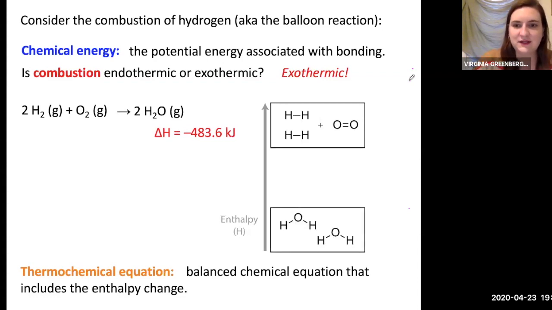And that's telling us then that our products are at a lower enthalpy value than our reactants. So that decrease then is our delta H of reaction. And then that heat, of course, is lost to the surroundings, which we've oftentimes felt when in the forum.